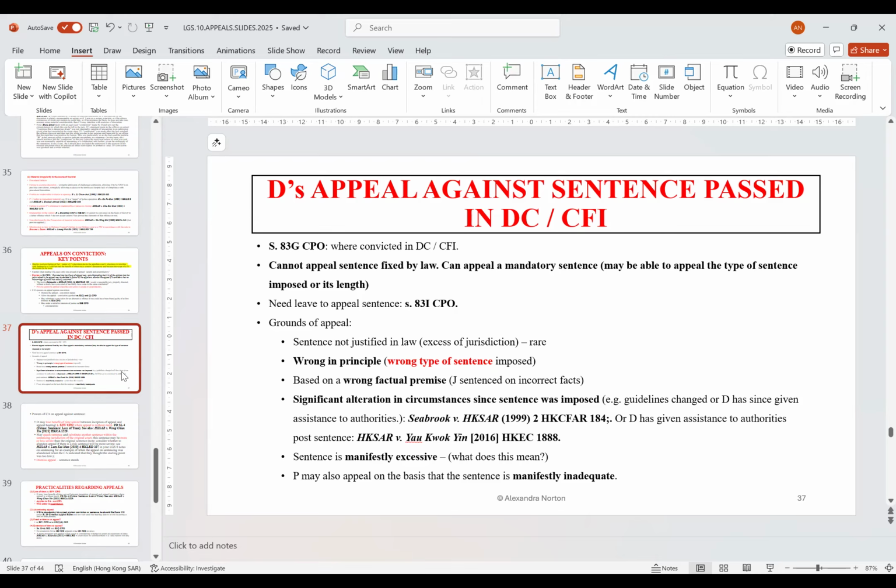So another ground of appeal: the sentence is manifestly excessive. That means not just a little bit too high. Manifestly excessive means something outside the realm of the judge's sentencing discretion. And of course, we could appeal on the prosecution's basis if it is manifestly inadequate. But of course, the defendant would never appeal his sentence on that basis.